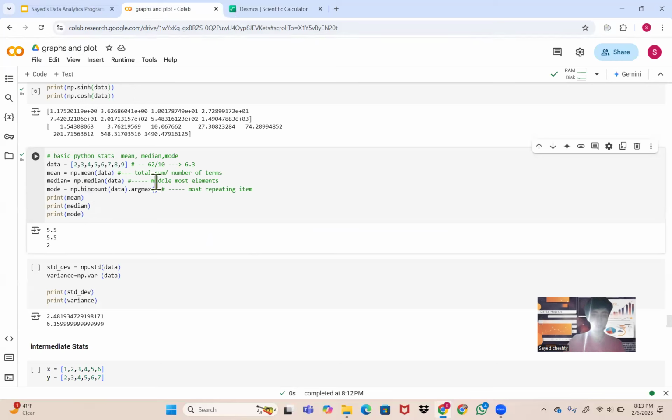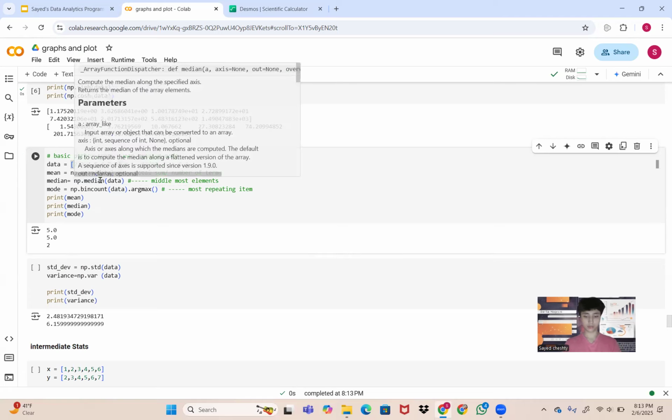Median means the middlemost element. The middlemost element is 5, but you can see that there's 4 on the right and 3 on the left, which doesn't really make sense. So we do 5.5, because it's in the very middle. Now if I remove this number and run it, you see now it's 5 because 5 is the middle.